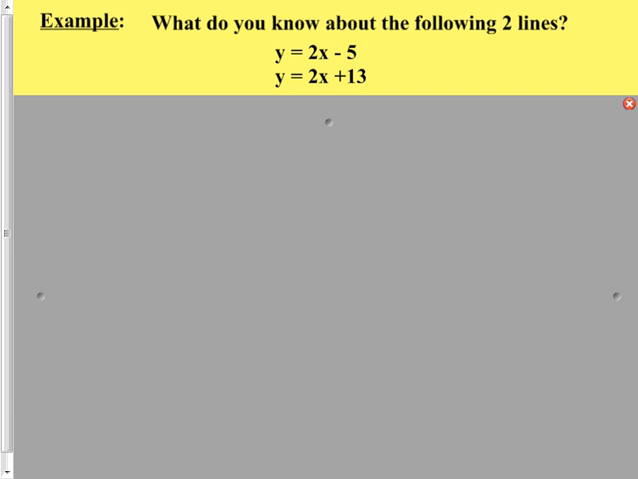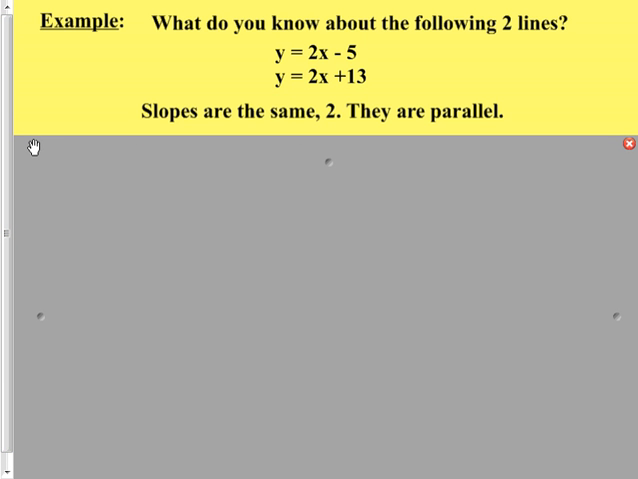Okay, so we'll just start with little baby steps here. What do you know about the following two lines? We have two equations, y equals 2x minus 5 and y equals 2x plus 13. Well, very clearly, the slope values are the same between the two lines. They both are rising 2, running 1. That means that they are going to be parallel to each other.